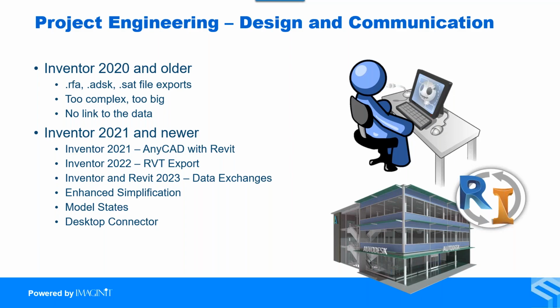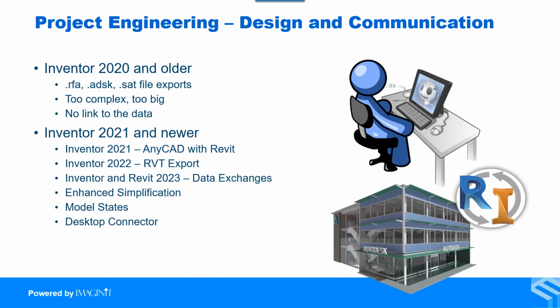To bring Revit data into Inventor, you had to do some really convoluted things with SAT files, and it was never clean, very large and unwieldy. And there was never any link to the data whatsoever. Now in Inventor 2021 and newer, they've started with more enhancements over the last couple of releases. So with Inventor 2021, they introduced the AnyCAD technology with Revit so that I can bring in an RVT and I can see it and work with it from Autodesk Docs.